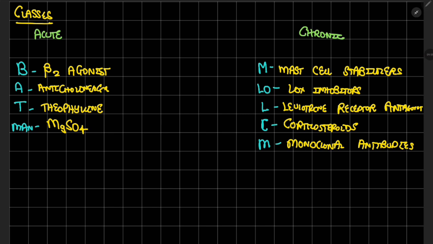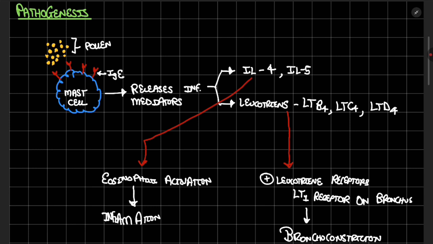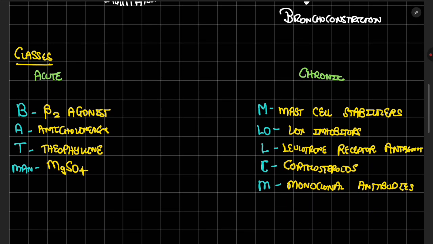Now, beta 2 agonists relax the bronchial muscles, that is the mechanism of action. Anticholinergics have the same mechanism: they relax the bronchial muscles. Then theophylline and MgSO4 we will study. Then mast cell stabilizers. What will a mast cell stabilizer do? Basically it reduces the release of inflammatory mediators. Then we have the LOX inhibitors.